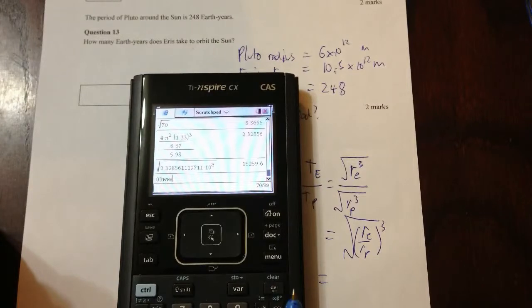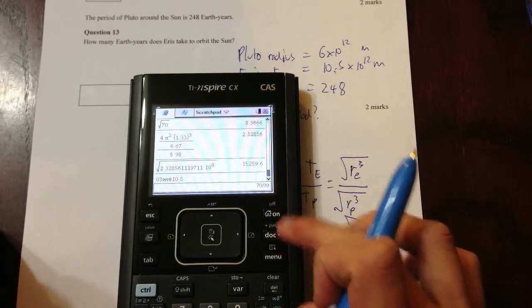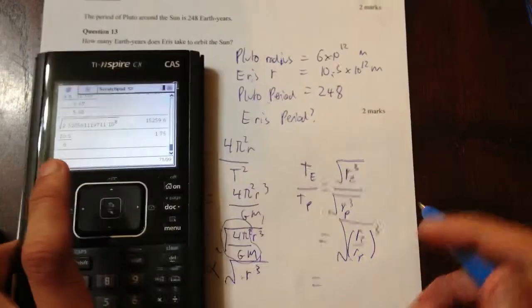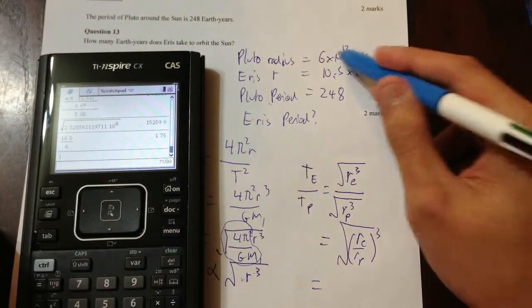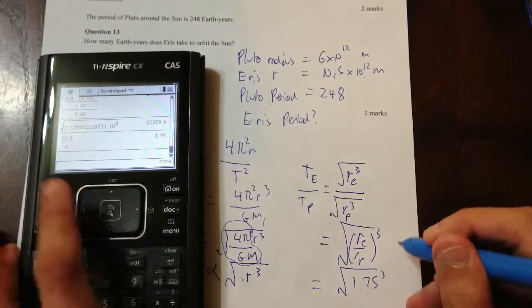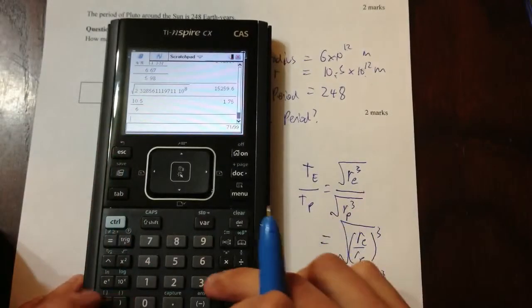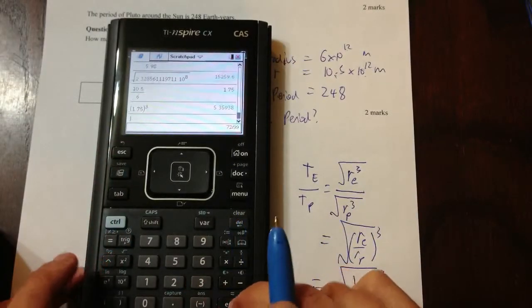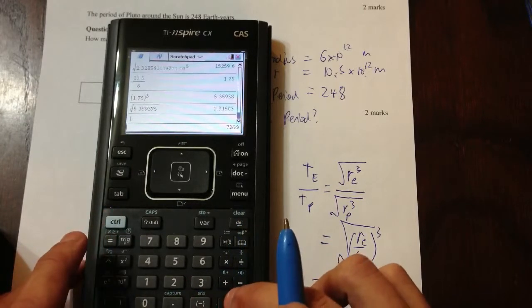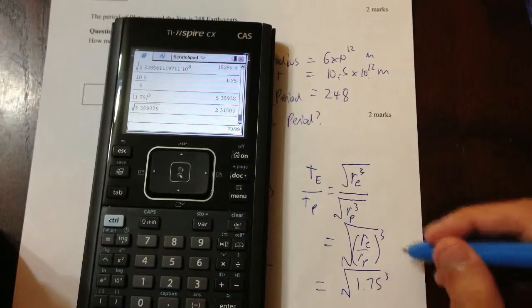which is 10.5. I'm going to clear that first. 10.5 divided by 6. And the 10 to the 12s cancel. So it's the square root of 1.75 to the power of 3, square rooted, which is 2.31.